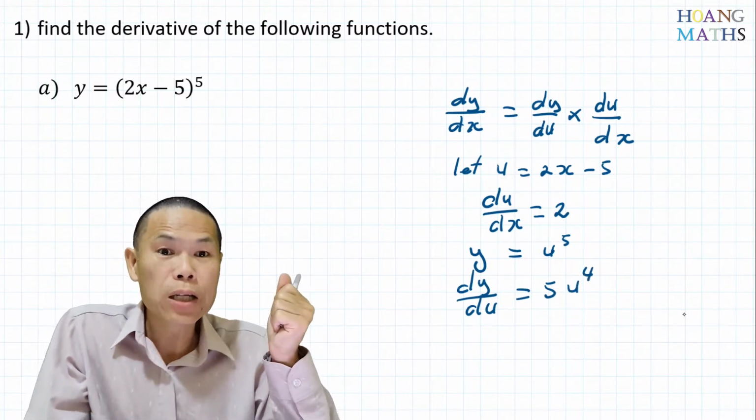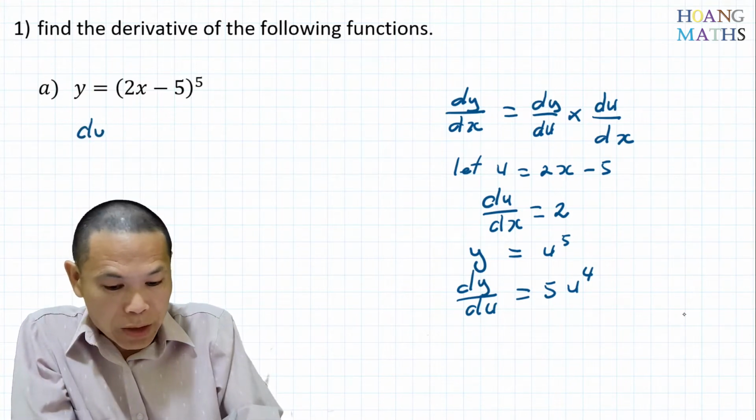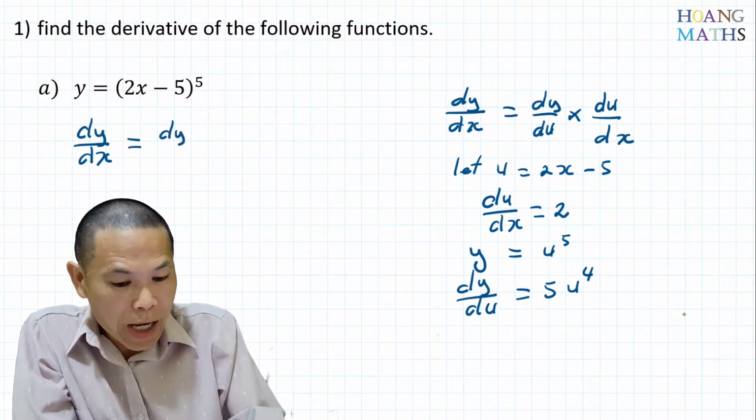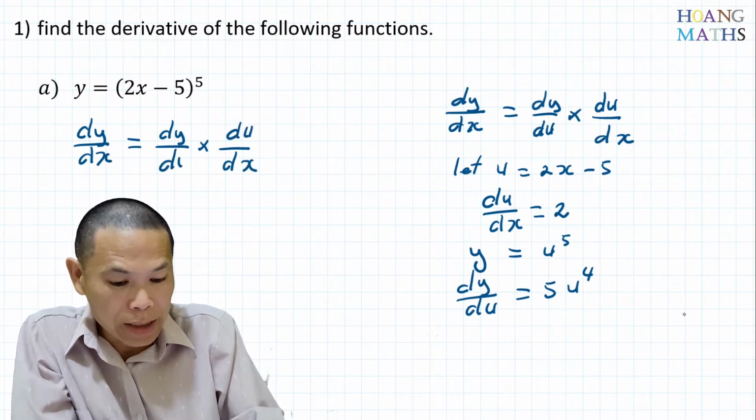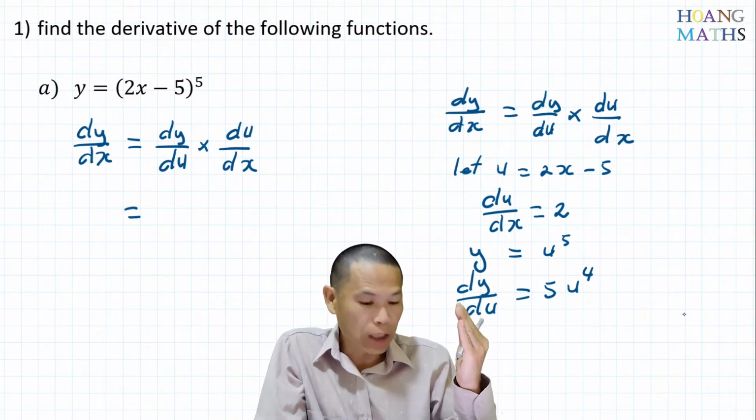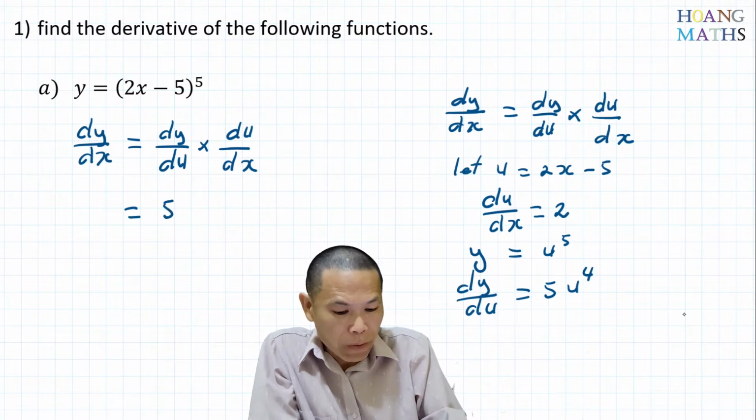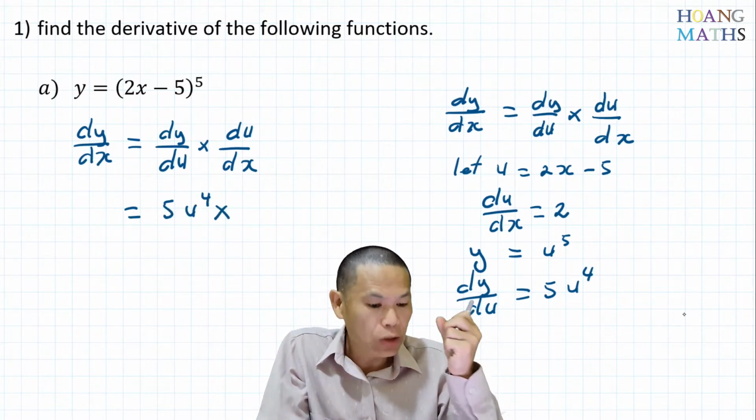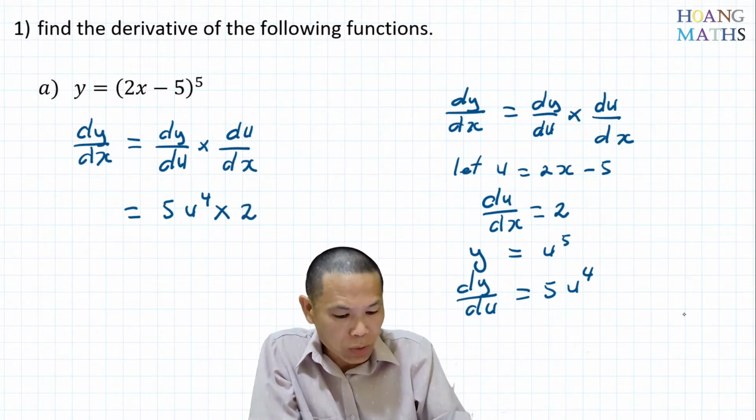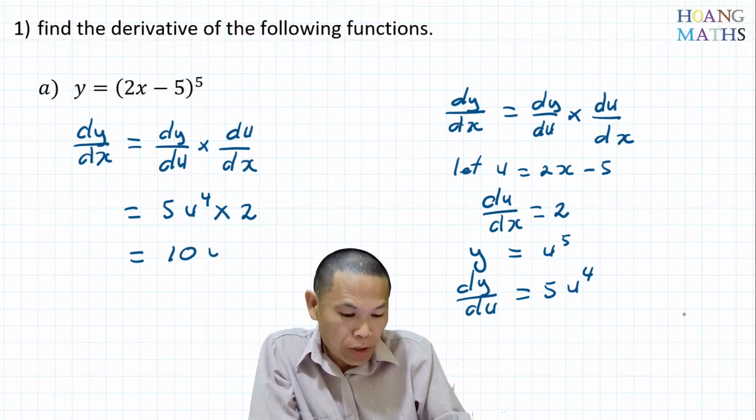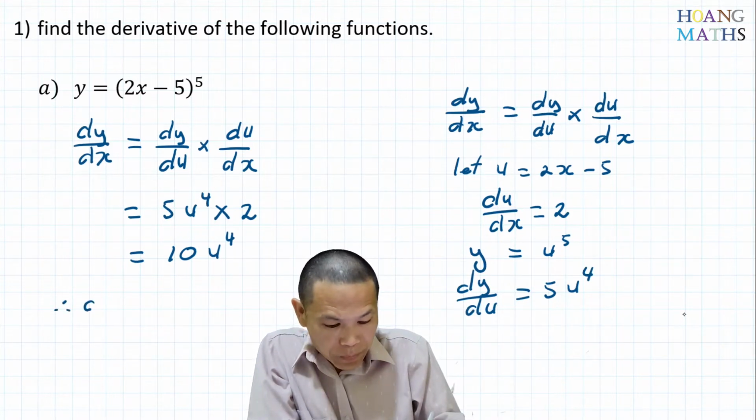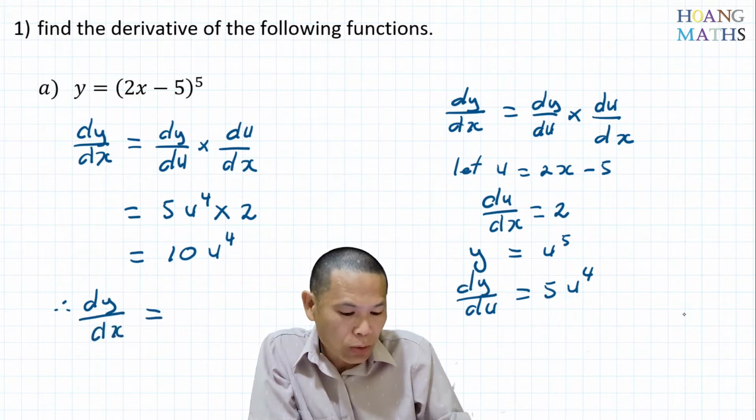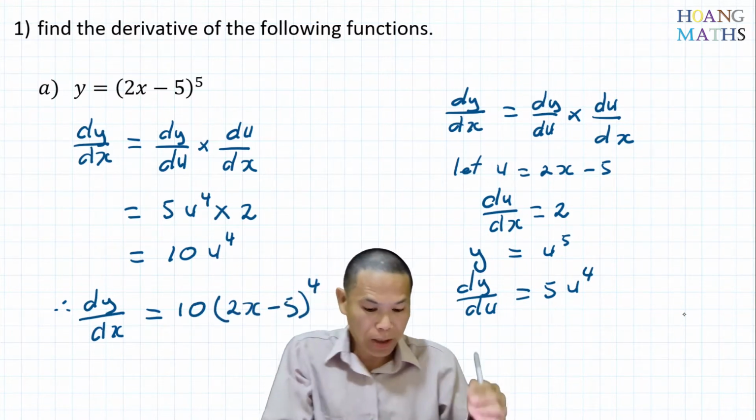So now we just replace with the rule. We have dy/dx is equal to dy/du times du/dx, and we have du and du, which cancel. Now we just substitute these functions in. So dy/du is 5u to the power 4, times du/dx. du/dx is 2, so times 2. Now this will give me 10u to the power 4. But we know that u is 2x minus 5. So therefore dy/dx is equal to 10 times (2x minus 5) to the power 4. There you go.